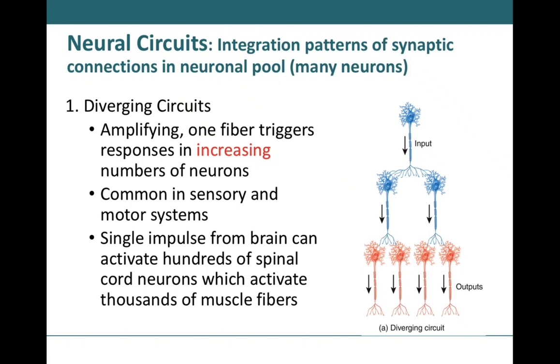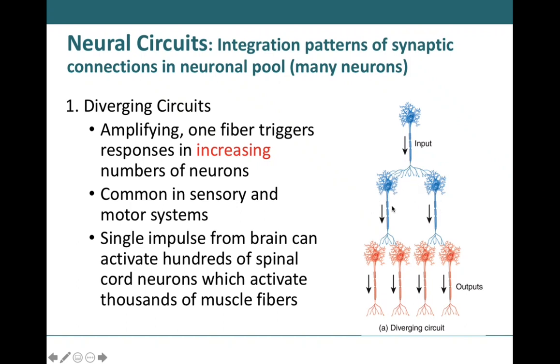So diverging circuits is where our signal is diverging from one cell to many different cells. We have the amplification of a response due to the increasing number of neurons that are located within this circuit. So we can see that one neuron is going to be synapsing with two other neurons, and this is going to send its action potential down and eventually cause these two cells to fire their action potential.